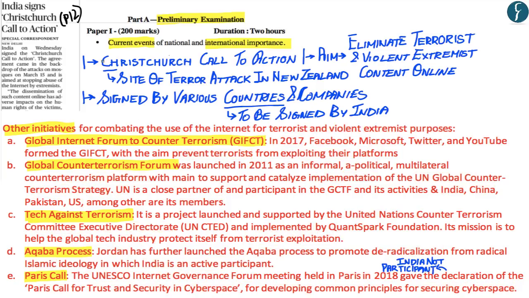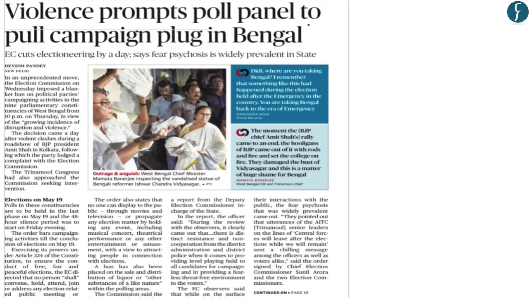Now, these are the main initiatives that you need to remember with regards to your prelims examination. And so now with this, let us move on to the next article. We have taken this article from page 1. What has happened is that the Election Commission has imposed a blanket ban on campaigning activities of political parties within several parliamentary constituencies in West Bengal.